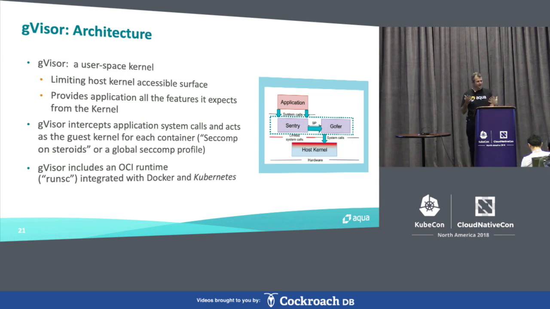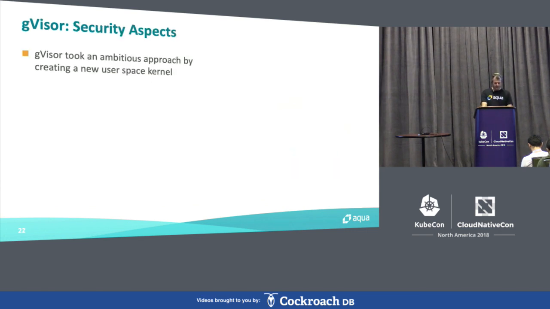In this way, they can really isolate the host kernel and minimize any potential system call access to the host, which is very nice. They call it seccomp on steroids. It's a really limited attack surface, and it's great work. So it's creative, it's interesting. And gVisor includes an OCI runtime called runsc, which integrates with Docker and Kubernetes, and makes it very easy to use for those who are familiar with Docker or want to run with Kubernetes.